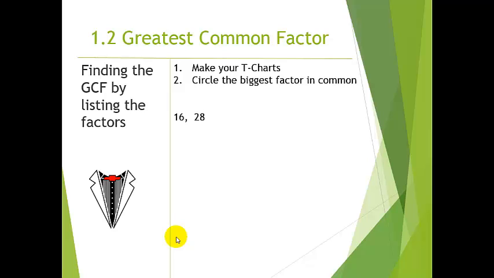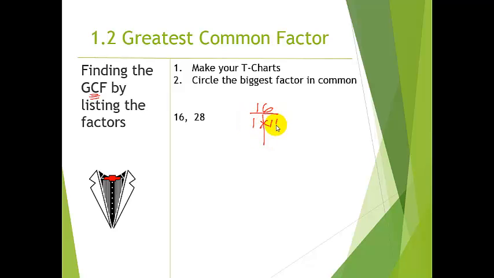So here's a couple of different ways that you can find your greatest common factor. So you're looking for what's in common. Okay, and then you're looking for your greatest number. So this is by listing them. So we're going to make our T-chart. So let's do 16.